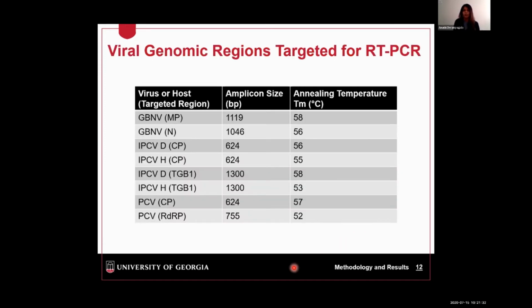These are the viral genomic regions targeted for RT-qPCR. For GBNV, I targeted the movement protein and nucleocapsid regions. For IPCV isolates, I targeted the coat protein and triple gene block regions. For PCV, I targeted the coat protein and RNA-dependent RNA polymerase regions.